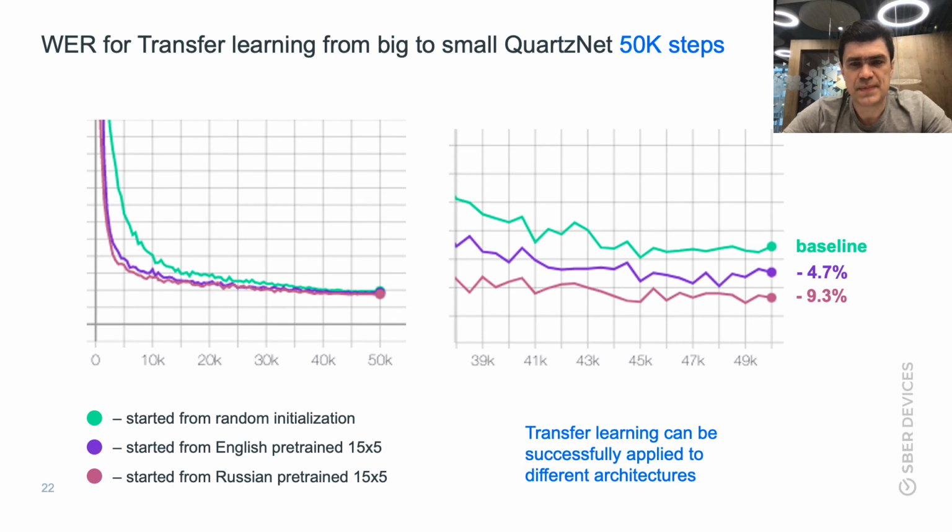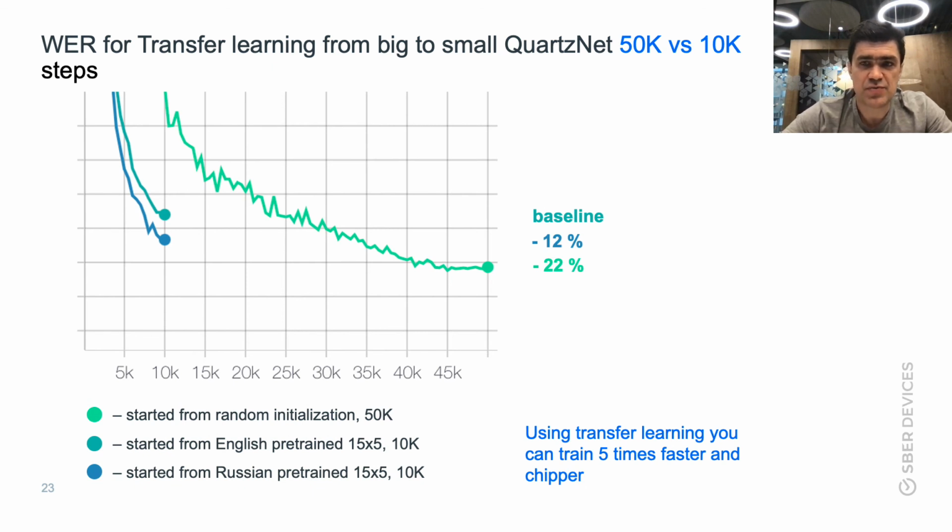If we train longer, then the graphics will change. This experiment takes 5 times longer, 50,000 steps. The difference becomes lower, but still the model started from the Russian language was almost 10% better than the baseline, and pre-trained on English shows 5% improvement. We can conclude from this slide that transfer learning can be successfully applied to different architectures. Let's have a look at the same results from another perspective. If we use transfer learning, you can achieve quite good results by training 5 times faster and cheaper than without it.